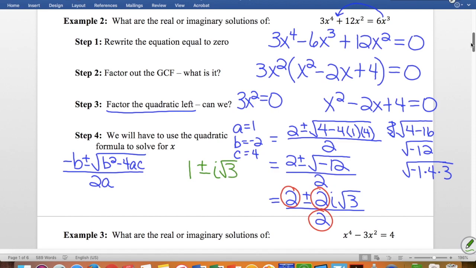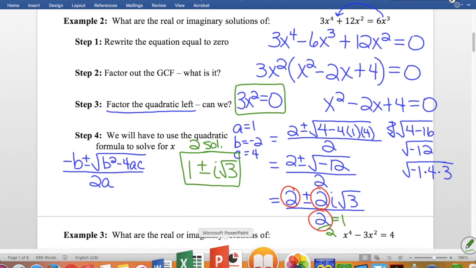2 divided by 2 in my denominator becomes 1. I don't need that in the denominator. Okay, so I divided everything by 2, so I don't need that in the denominator. So here are 2 of my solutions: 1 plus or minus i square root of 3. This is 2 solutions because of that positive and negative. It's 1 plus i square root of 3 and 1 minus i square root of 3. 2 different solutions. Now let's come back up here and let's solve this one.